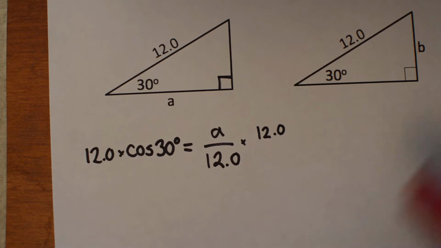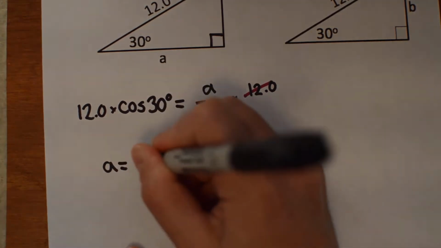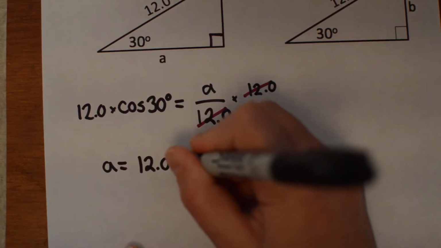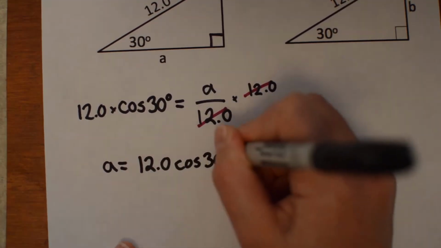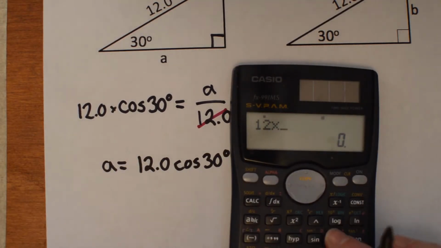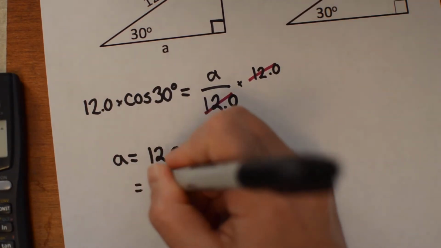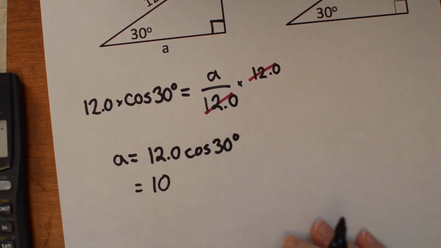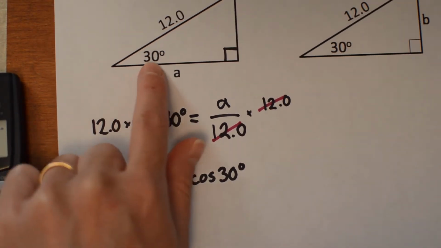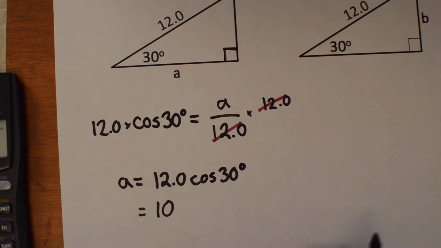That's going to get rid of my 12 on the bottom here. And I'm left with A is equal to 12 times cos of 30 degrees, which is, so 12 times cos of 30 is 10, and I'll just stop there because I only have 2 sig figs in my angle, so I can't write any more sig figs down. So that's side A.